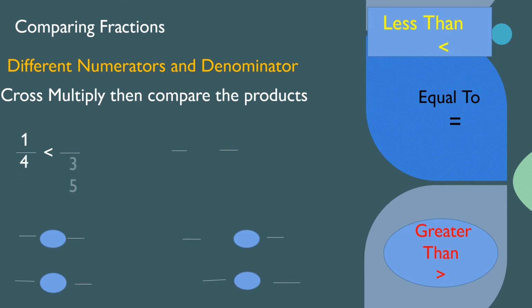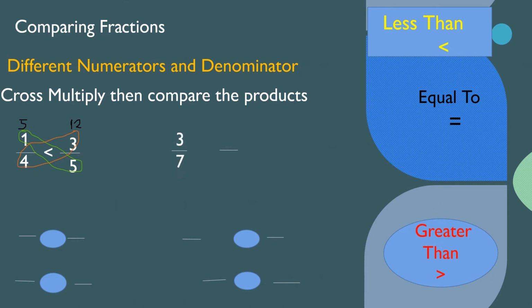So, ayan, 1/4, 3/5. Bakit sinabi dito na ang 1/4 is less than 3/5? So, check natin yung product. This is 1 times 5. This is 5. And 4 times 3, that is 12. Okay, cross-multiply. So, ayan. So, 5 is less than 12. So, therefore, 1/4 is less than 3/5.